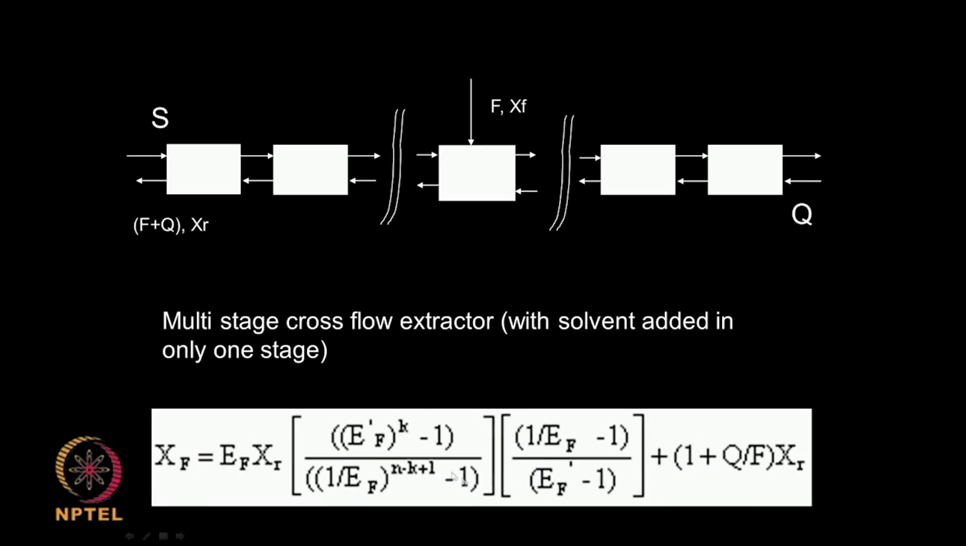Look, this is the equation, it looks very complicated, and as I mentioned there are two types of E's, E and E dash, one E relating to the Q flow rate, another E relating to F plus Q.